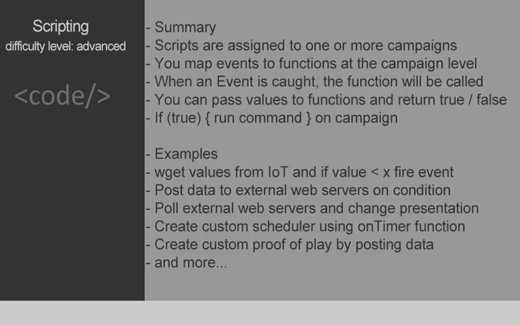And to give you some examples of how scripting can be integrated, wget values can pull Internet of Things devices like Vera or Arduino. If a value, let's say of a light bulb, is over a certain threshold value, we can fire an event. We can post data to external web servers if a certain condition is met. We can poll external web servers and change the presentation accordingly. You can create a custom scheduler using the onTimer function I showed you. And you can also create a custom proof of play to post data to remote web servers. And of course, these are just a few examples.